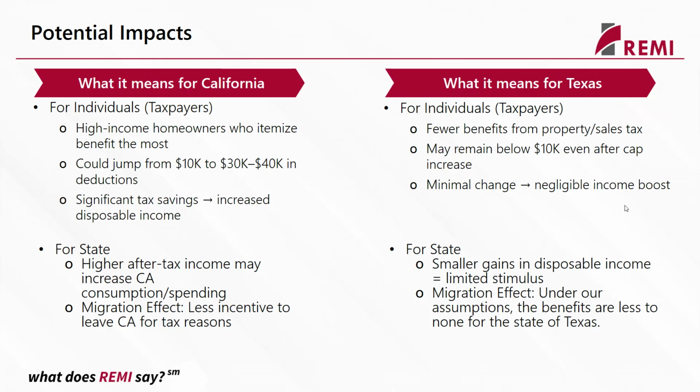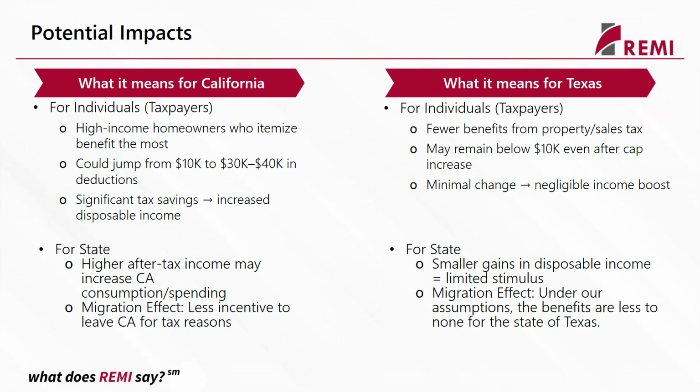In terms of migration effect, under our assumptions, the benefits are little to none for the state of Texas. But I think it will be really interesting and intuitive to see a model with Texas and California combined, to see the population flows and demographic dynamics between the two states. And I'll pass it to Shane to give you a detailed layout of our model.